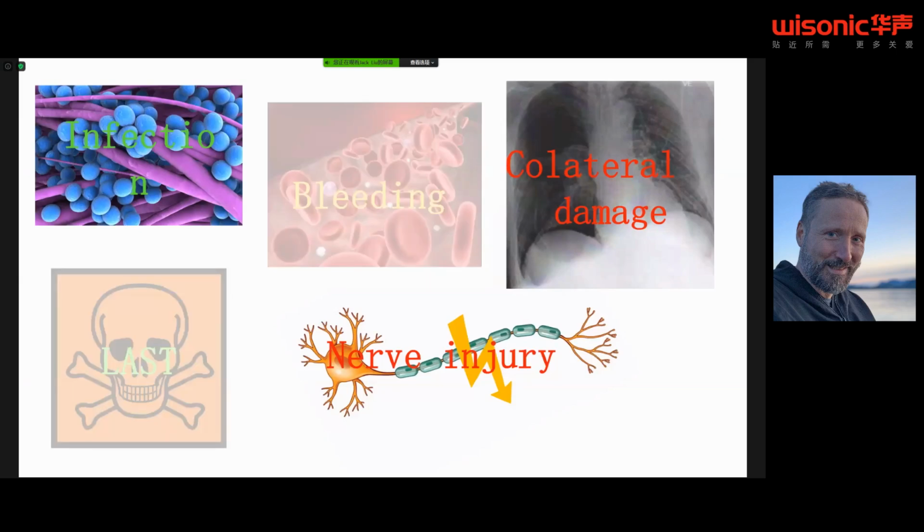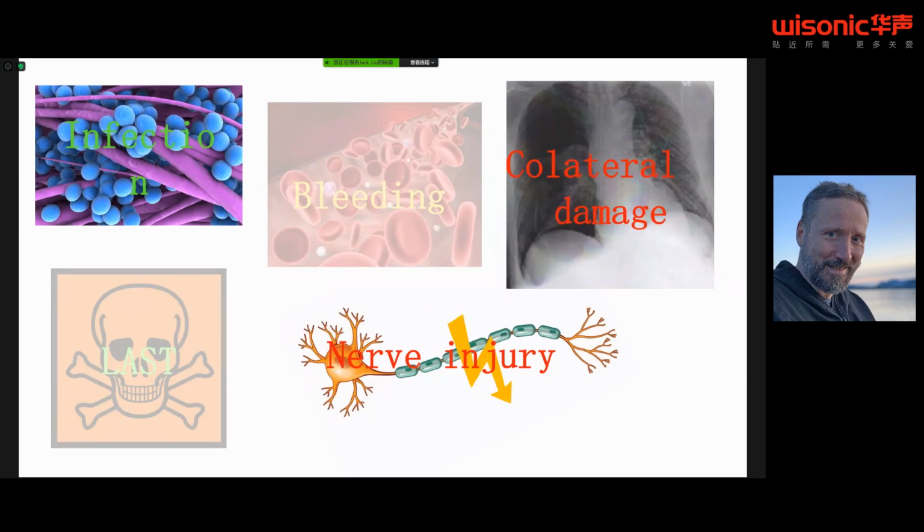As I mentioned before, I have to narrow down the topic. I will not talk about bleeding associated to nerve block procedures, and I won't talk about local anesthetic toxicity. I will focus on the incidence of nerve injuries and how to avoid them, about collateral damages, that means damages of other organ structures that are close to our target nerves, and a little bit on the incidence of infections.